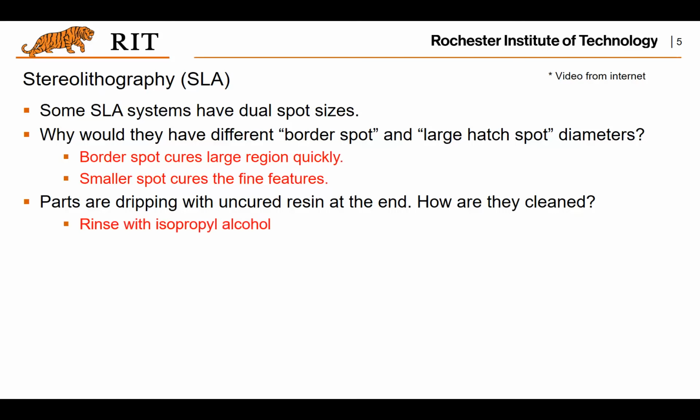So you want to remove these uncured resin by washing it using the isopropyl alcohols, which we will also use in our lab session. And one thing you want to keep in mind is to wear gloves, right? When you touch the part and wash the part using the isopropyl alcohols, because that could harm your body. So be aware of this when you operate the Formlabs machines and touch the parts.